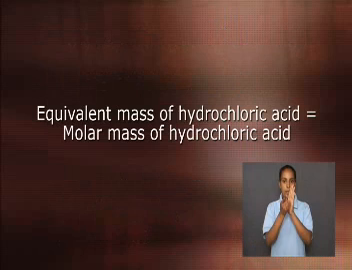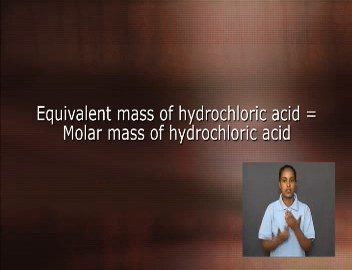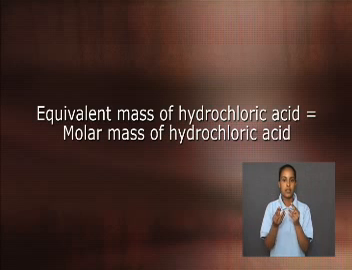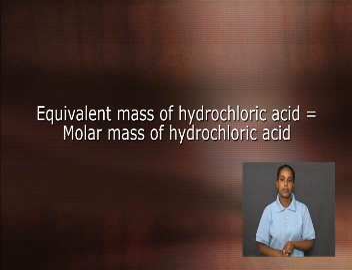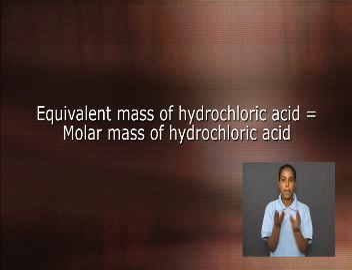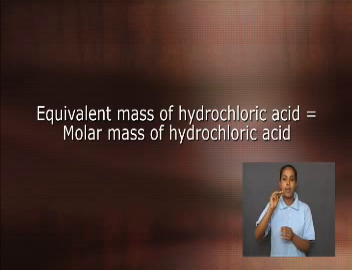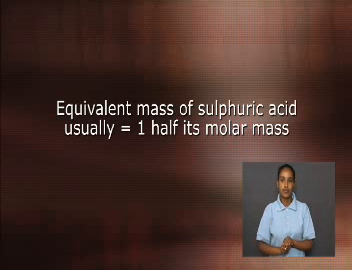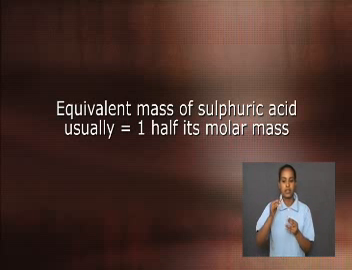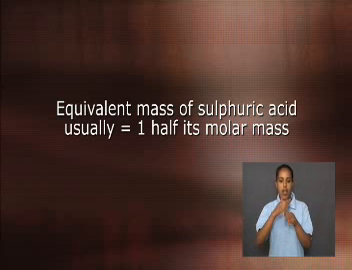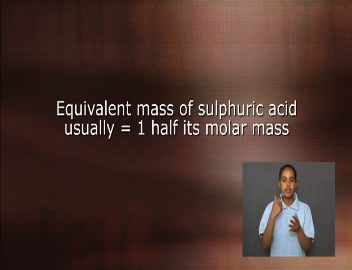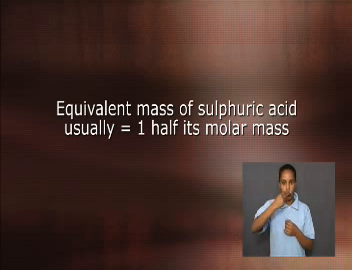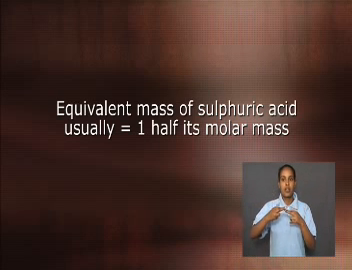For example, let us discuss the equivalent mass of hydrochloric acid. Its equivalent mass is the same as its molar mass as it contains 1 acidic hydrogen per molecule. The equivalent mass of sulfuric acid is usually half its molar mass. This is because both hydrogen atoms are replaceable in the majority of reactions of dilute sulfuric acid.